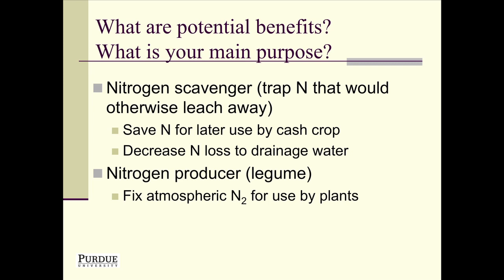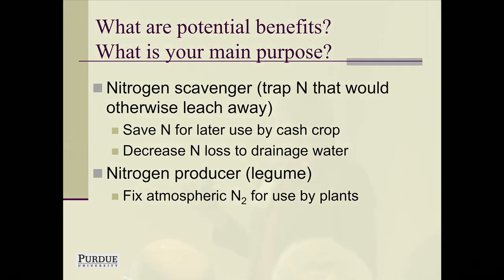On the other hand, maybe somebody's looking at wanting a nitrogen producer, in which case they obviously need to have a legume. The fact that we've split these out does not imply that a nitrogen producer does not scavenge nitrogen. Most of you know that legumes will scavenge nitrogen before they fix a lot of their own. But if your main purpose is to scavenge nitrogen, then you're probably not going to select a legume because it's just not very good at it. There are better choices if scavenging is your main choice.